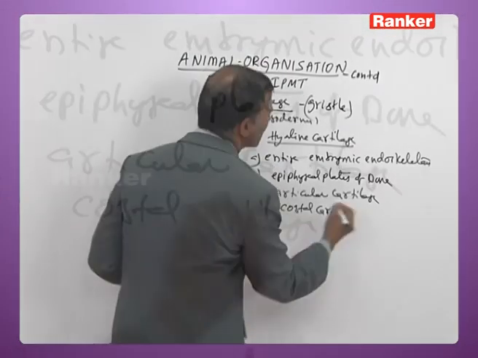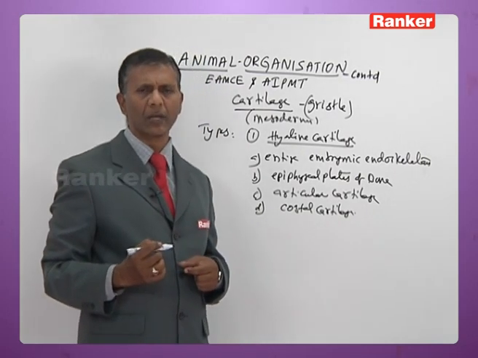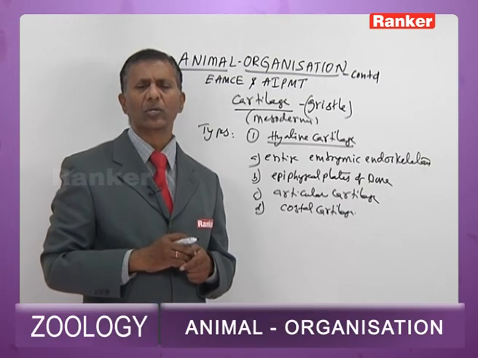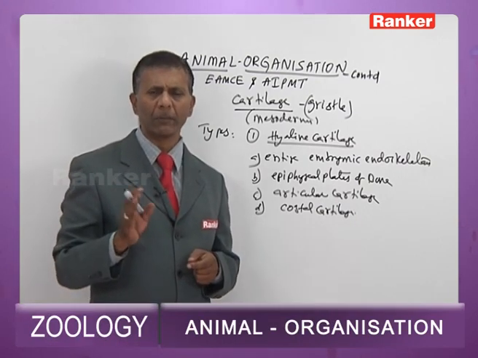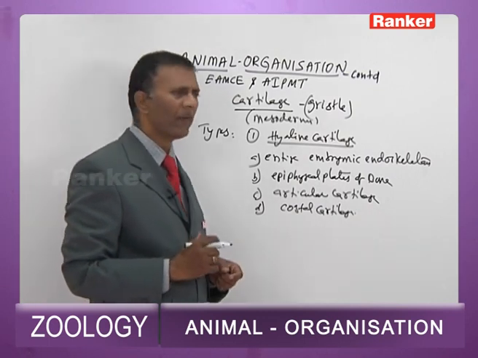The next is costal cartilages. Ribs are attached to the sternum by costal cartilage. Ribs arise from the vertebral column and they are attached to the sternum. So the part of the rib that is attached to the sternum is called costal cartilage. It is also made up of hyaline cartilage.